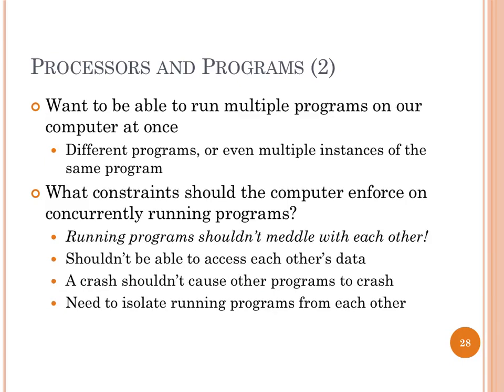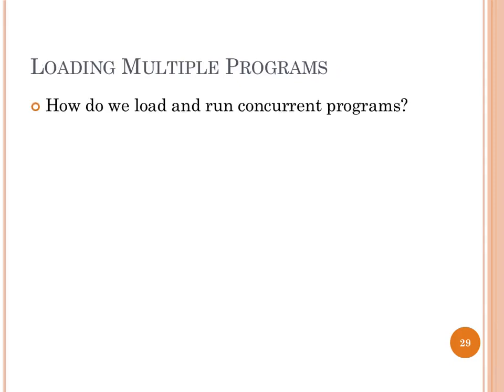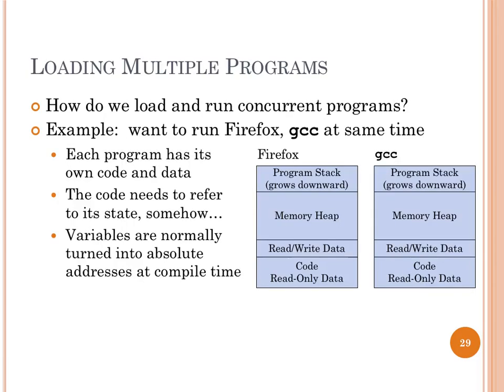Okay? They shouldn't be able to access data, unless, of course, both programs agree to it. That certainly could occur. It happens quite frequently in program design that you want multiple programs to collaborate. A crash of a program shouldn't crash other programs or the computer itself. We need a way of isolating these programs from each other. Okay? So how do we load and run programs and have them run concurrently? This is the big question that we need to figure out.